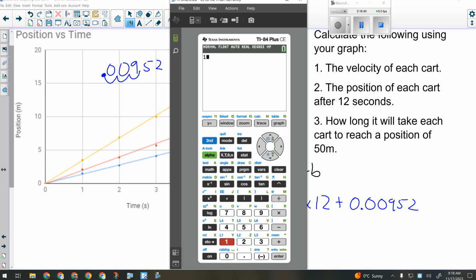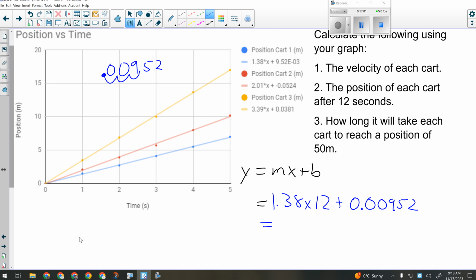Okay, so we will have 1.38 times 12 plus 0.00952. Could I also just put that in scientific notation if I wanted to, like I do with the mole number, with Avogadro's number? Totally good. Okay, so the position of that cart is going to be 16.6 meters, and that's positive because it's going up.